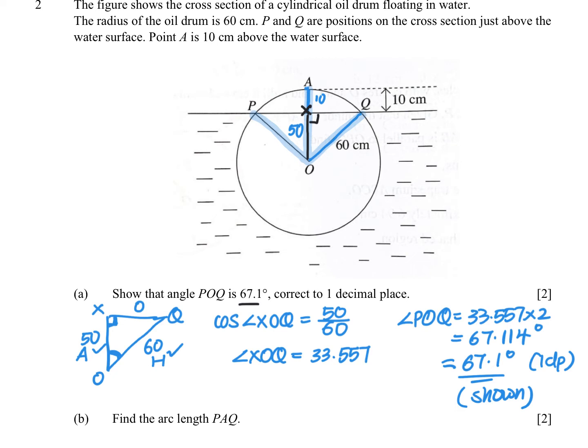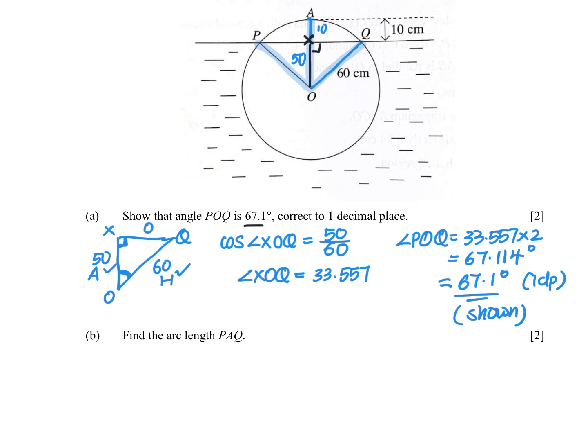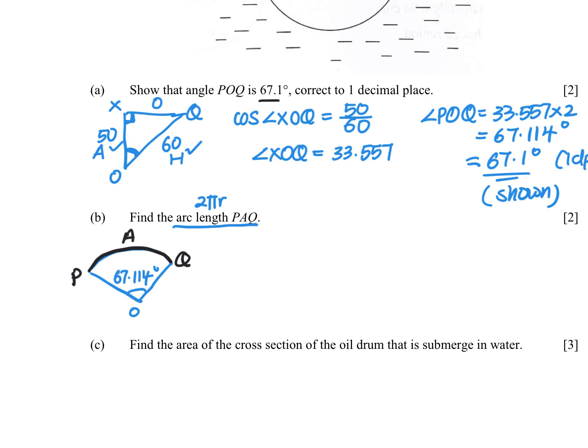So now I know that the angle over here is 67.114. I shall redraw my diagram. And I want to find the next question. They say arc length. So arc length involves 2 pi r. And I want PAQ. So PAQ is actually this arc over here, and we know the angle at O that we found is 67.114 degrees. I always use the more accurate answer in my working.